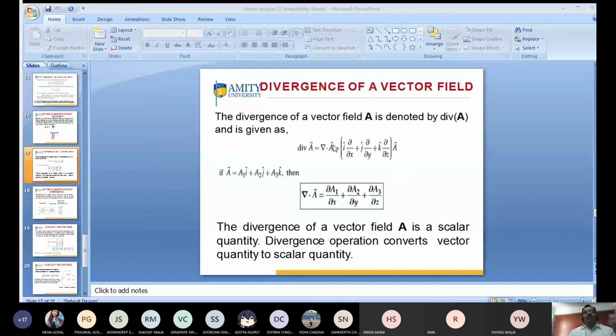Divergence of a vector field means spread. So if I take the divergence of any vector quantity, vector A, it is equal to del A1 divided by del x plus del A2 divided by del y plus del A3 divided by del z. This is the divergence of any vector quantity.